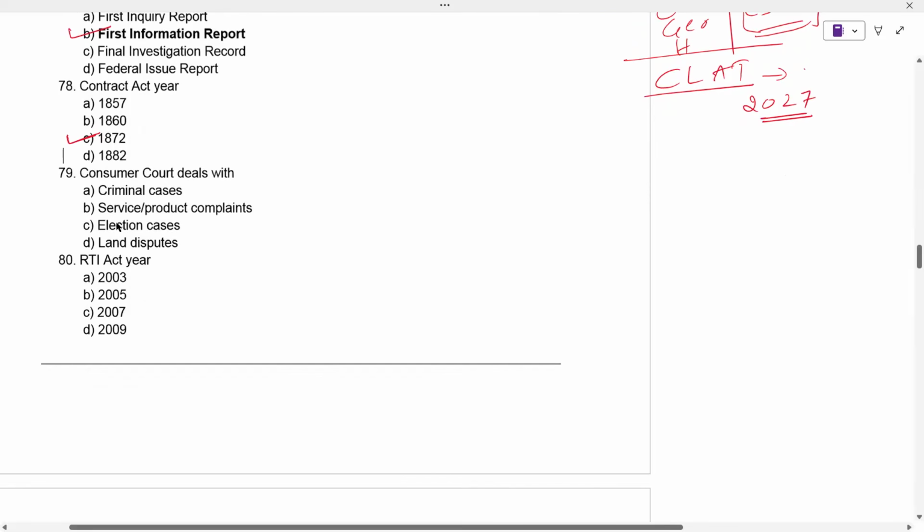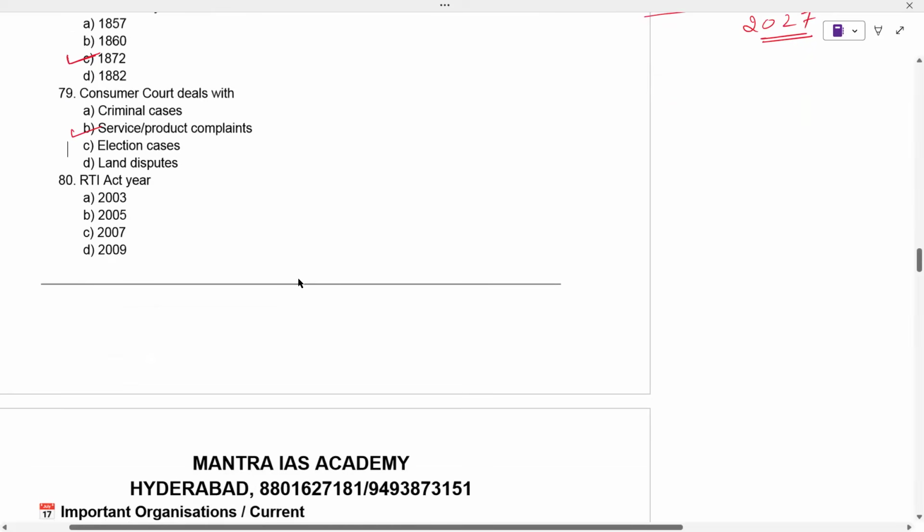Consumer Court deals with A, criminal cases, B, service or product complaints, C, election cases, D, land disputes. The answer for this question is B. For example, you have taken an item from a company or some shop, or online also. If you face any problem, then just approach the consumer court and definitely you will get redressal, 100% if the fault is from the company's side. RTI Act, Right to Information, right? That is in which year, beta? From 2005 onwards, we're enjoying this, right?